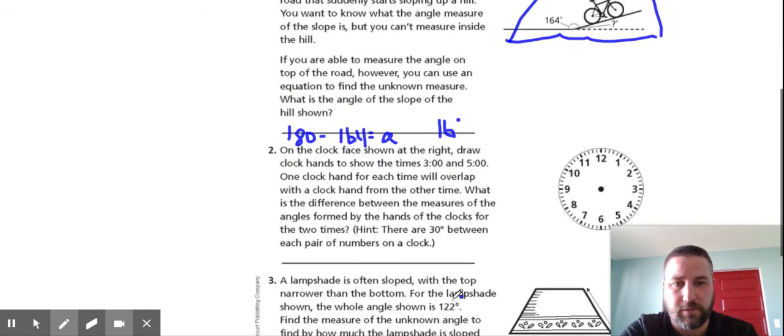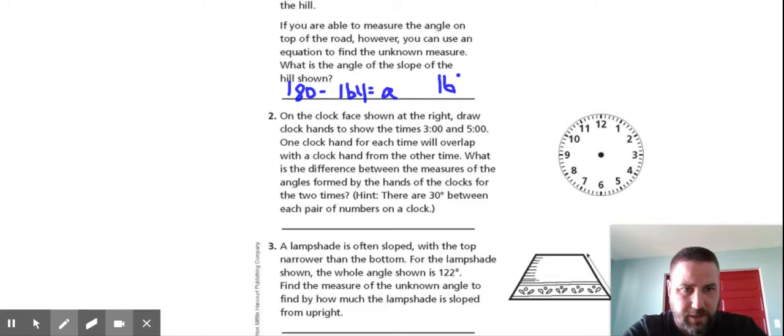Let's see what we have in this situation. All right, so we have a clock here. Good. On the clock face shown at the right, draw clock hands shown at times of 3 and 5. So let's start with that. Both of them are going to have the big hand pointing at the 12. And then one of them is going to have the small hand at the 3, and the other small hand at the 5.